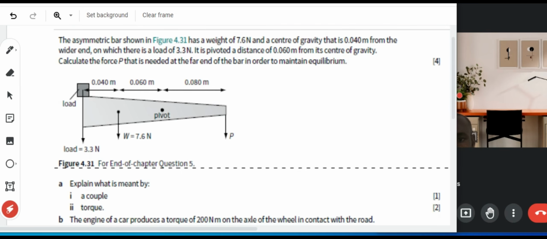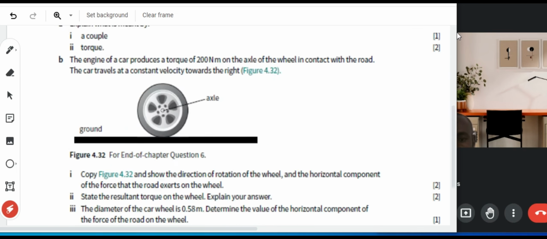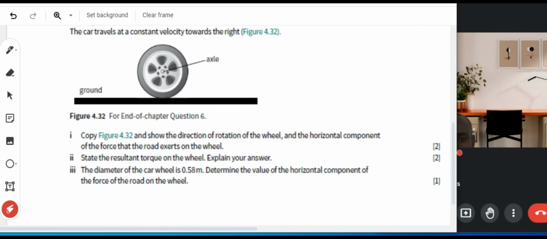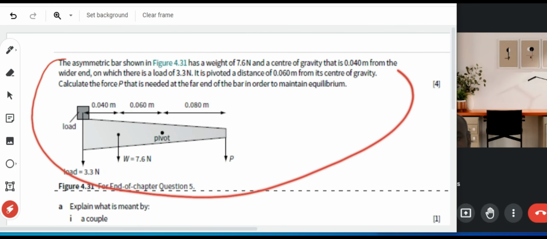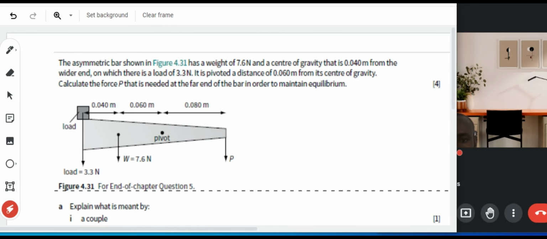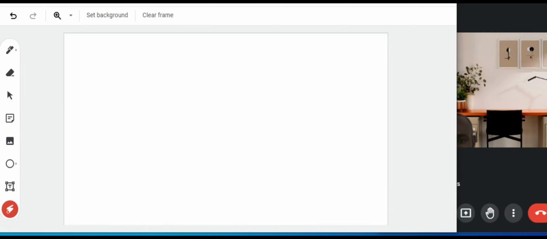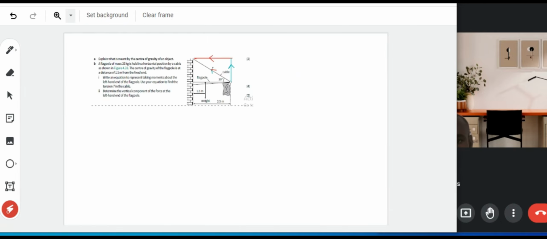These values are provided. We are required to find P. If we can take moment about this pivot here. Same principle. That's a question. We have another one we can practice, this one.